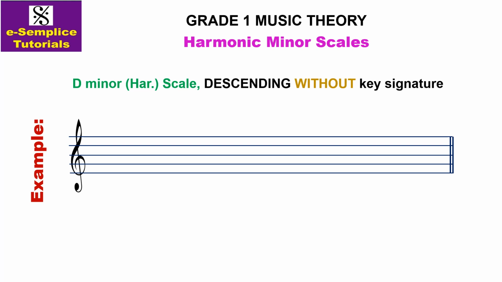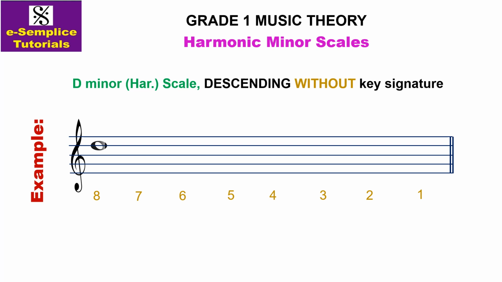Now we are writing D minor harmonic scale, descending now without key signature. So don't prefix the key signature at the beginning. Only add accidentals to the notes needing it. So we will still go D to D. This is a descending scale, so you go from 8 to 1. You are descending. You go 8, 7, 6, 5, 4, 3, 2, 1. You are descending.